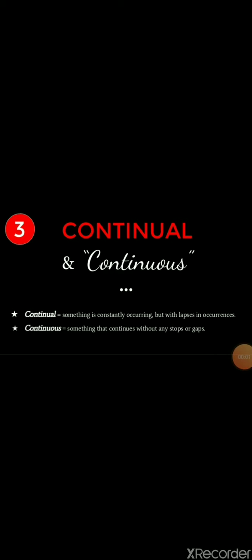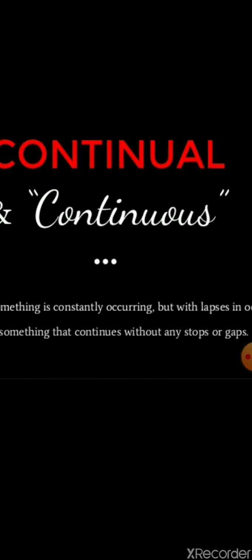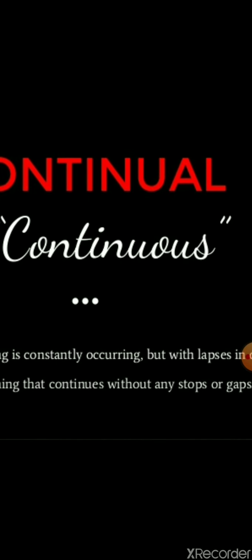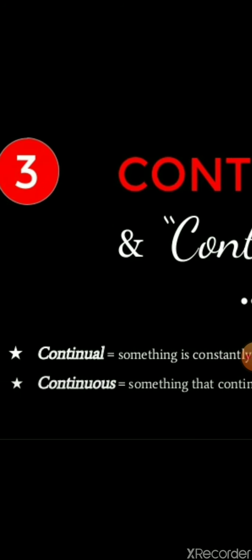Okay, my viewers, error number three in the common section: continual and continuous. Both have the same meaning, something in progress. Now see the difference. Continual means something is constantly occurring but with lapses in occurrences, with some gaps. If we are talking about a continuous process with no break, then continuous will come.